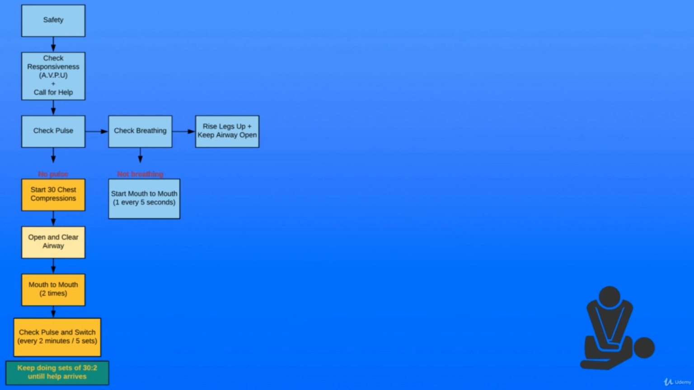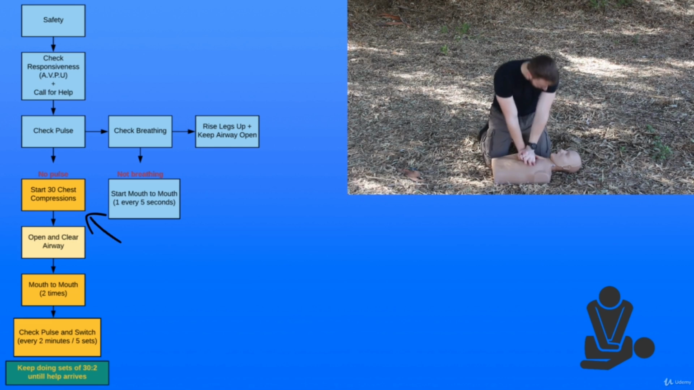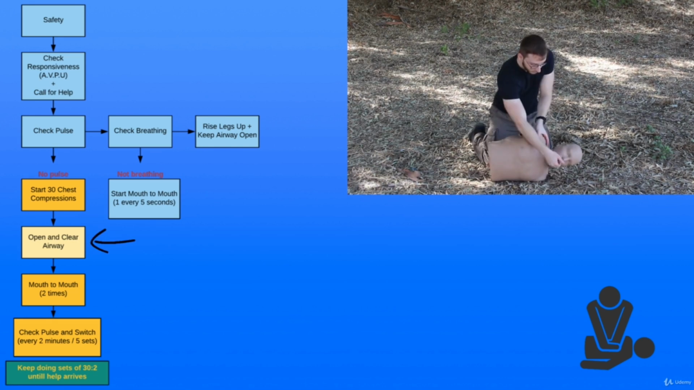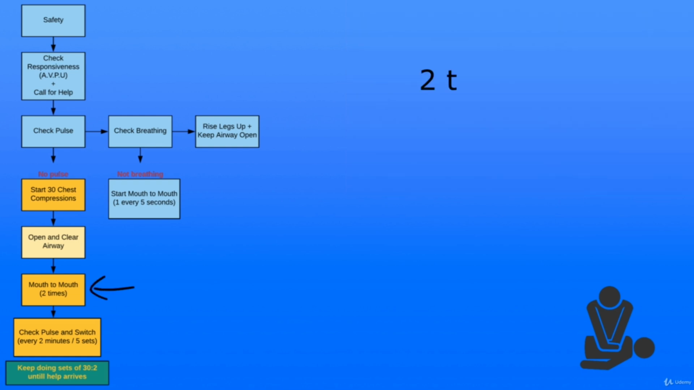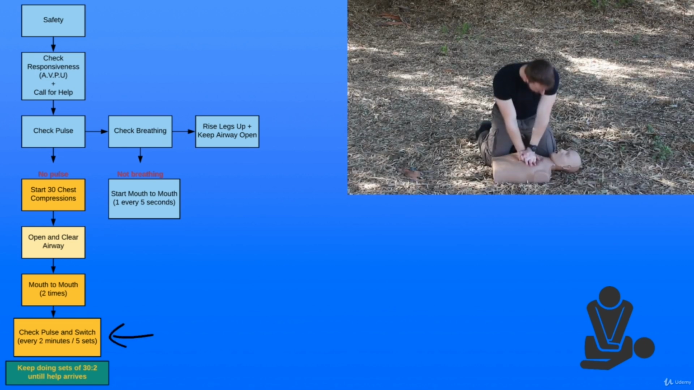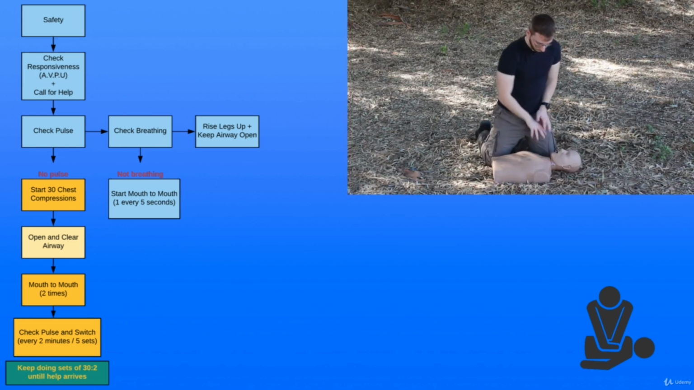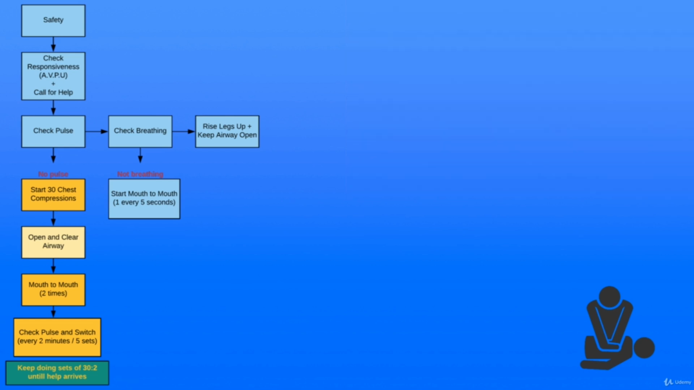If he has no pulse, then we would want to start to perform 30 chest compressions. After performing the first 30 chest compressions, we would want to open and clear his airway and give him mouth-to-mouth. We would want to give him mouth-to-mouth twice, once every 5 seconds. After that, we should continue performing cycles of 30 chest compressions and mouth-to-mouth twice, and make sure that every 2 minutes we stop and check his pulse. We should continue this cycle until help arrives. Okay, now let's take a look at how the full thing looks.